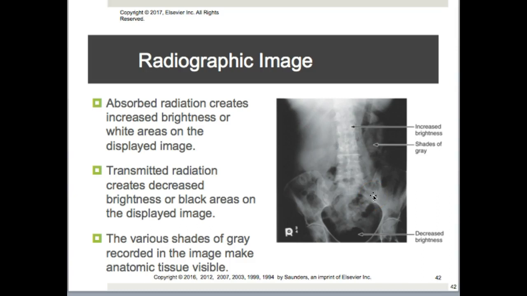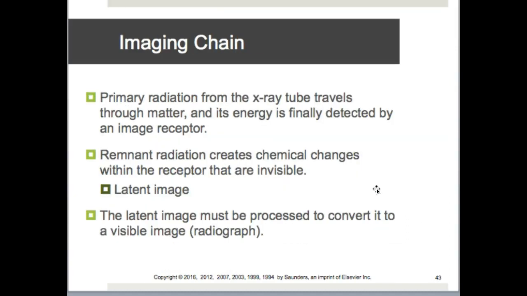There are various shades of gray recorded on the image to make anatomical tissues visible. We can see the psoas muscles, we can see the liver here, we've got the bone, so we can see the iliac crest, and you can see all the different anatomical structures. So we need some absorption and transmission. We need a combination of both in order to see the anatomical tissues.